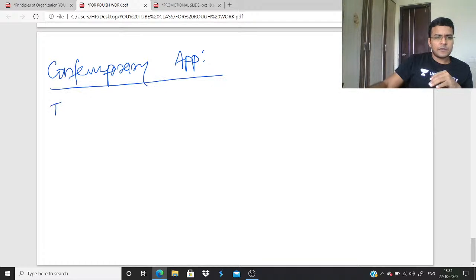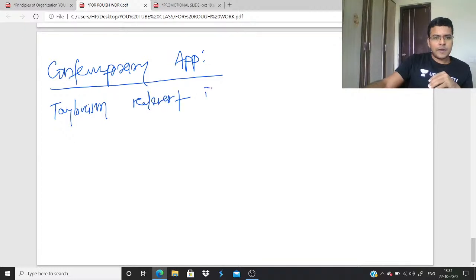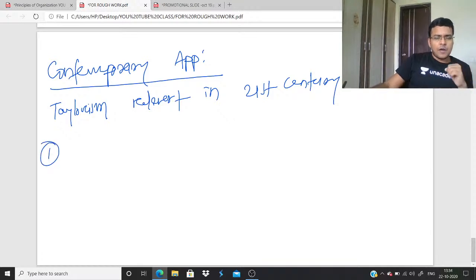Now the contemporary approach. That means how Taylorism is relevant in the 21st century. I will just give you some points. First, the piece rate system of payment is still prevalent in many private sectors. They give employees targets, the piece rate system.